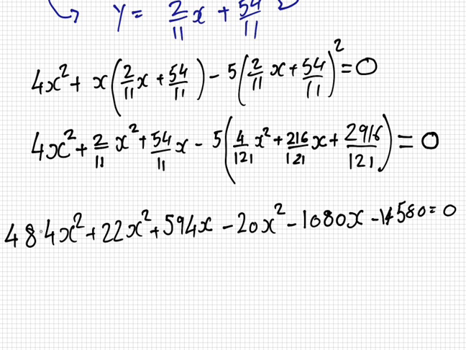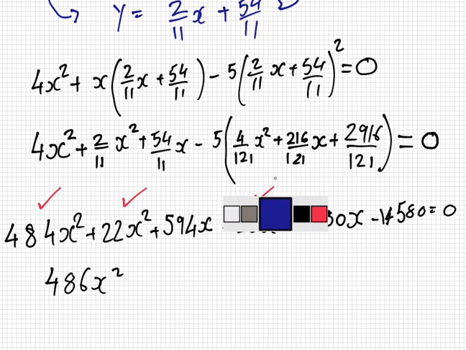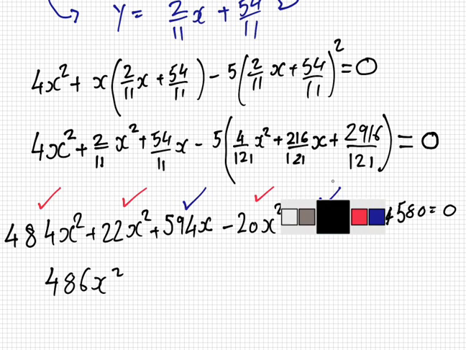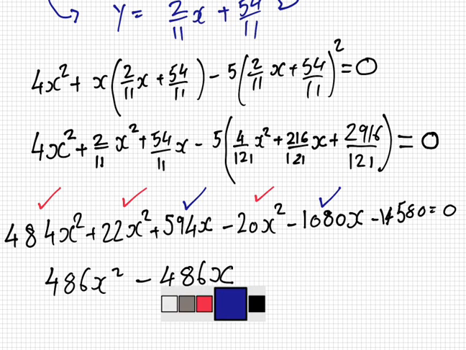Okay. 484x squared plus 22x squared, that is 486. Oh, and then minus 20, yeah, so 486x squared. Alright, so, hey, listen, you don't need to talk. So this one, and this one I did. Okay, so now I have 594 minus 1080x. What's that, please? Minus 486x. Yeah, I see what you did there, Mr. Stephen. You and your crazy numbers.